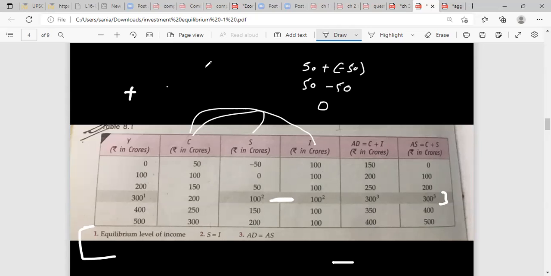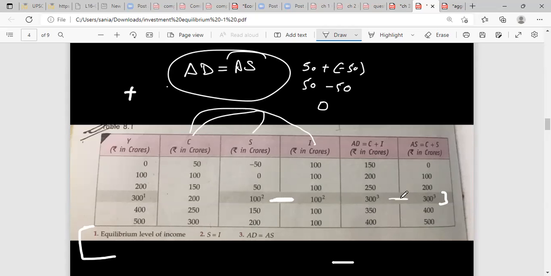Okay. Now the question is, ma'am, when will I get the equilibrium? When your AD equals AS, that point is your equilibrium. So over here, where? Here, no ma'am. Here, no ma'am. Here, no ma'am. Here, yes ma'am, 300 equals 300. So this is your equilibrium. When we discussed AD equals AS, we also said that when S equals I, that is also equilibrium. So this is your S and this is your I. Yes ma'am, this is equal.